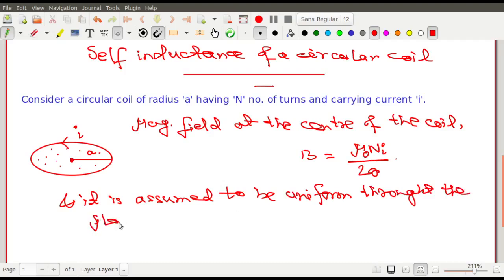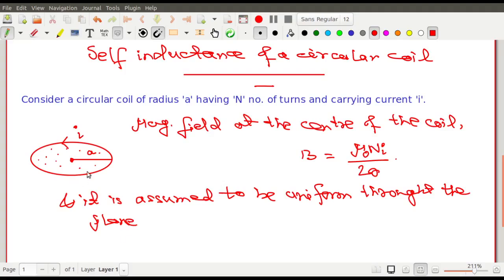Because our main goal is not to find the magnetic field but to show you the expression of self-inductance and how to calculate self-inductance. Our actual purpose here is not to find the magnetic field. You have to understand the goal over here. It is to find the expression of self-inductance. So that is why we are doing so.